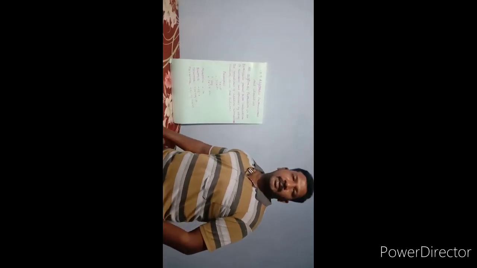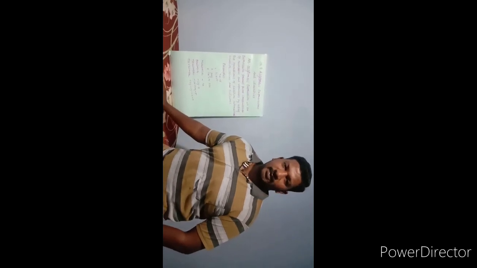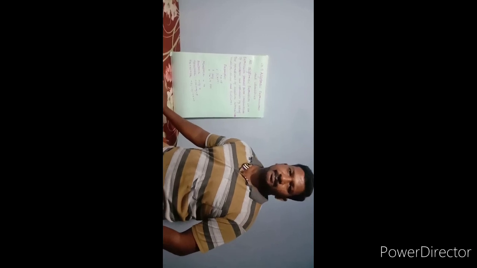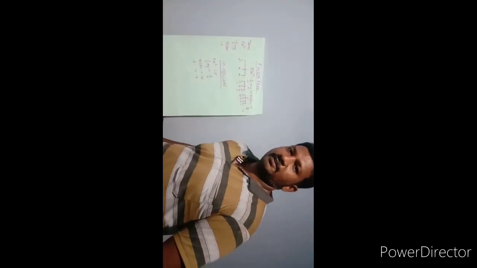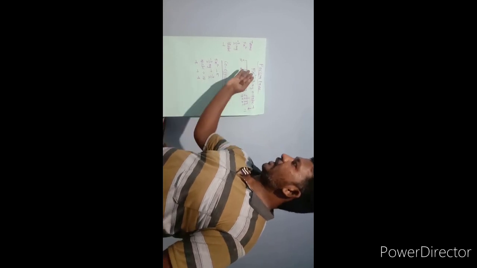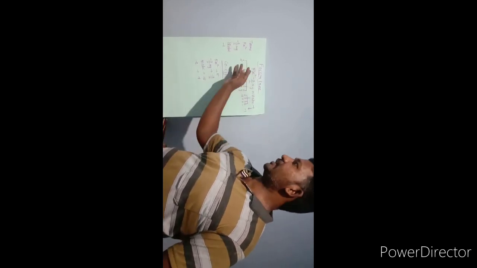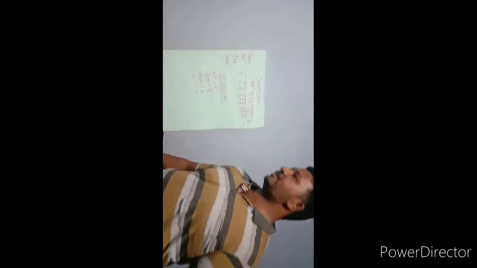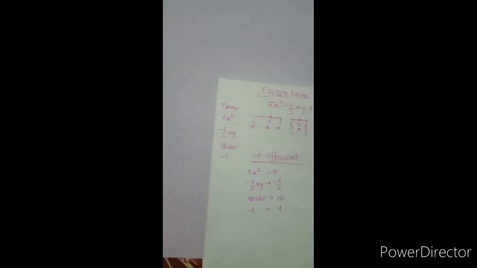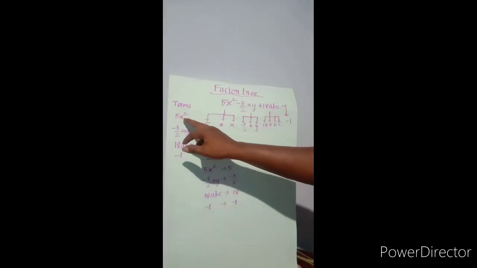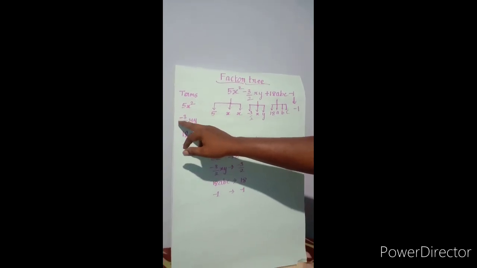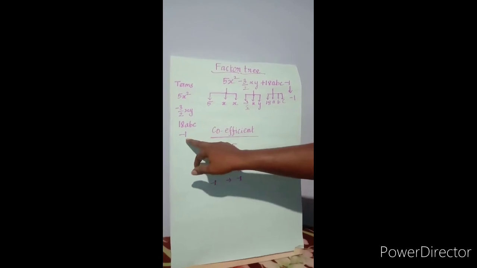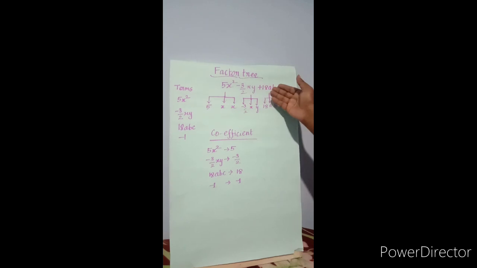Polynomial. A polynomial is also an expression. Here, more than one term we can call a polynomial. Now let us see an example of a factor tree. Here I have written some expressions, that is, 5x squared minus 3 by 2 xy plus 18abc minus 1. First of all we have to identify what the terms are. The terms are: 5x squared is one term, another term is minus 3 by 2 xy, next one is plus 18abc, finally minus 1. These are the terms of the given expression.